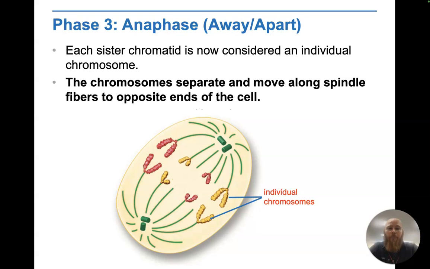And so we can now call those sister chromatids individual chromosomes. They're their own thing, and they have all the information we need for the 2 new cells. So these chromosomes are separating, they move along those spindle fibers towards the opposite ends of the cell, towards those centrioles. So you think anaphase, think they're moving away from each other.